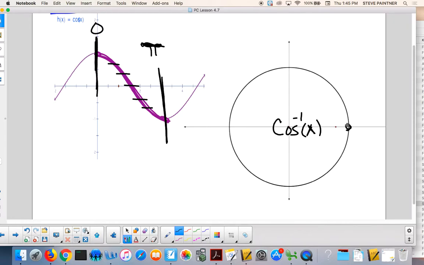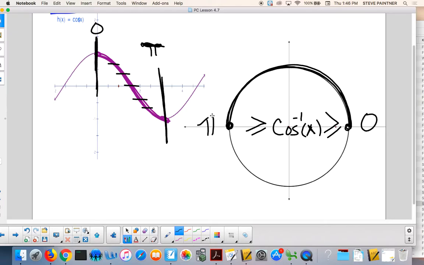Where's my answer going to fall? Between what? 0 radians, so you have to be greater than or equal to 0 radians, but less than or equal to what? Pi radians. You cannot give me third or fourth quarter answers. You can't. It just doesn't work.